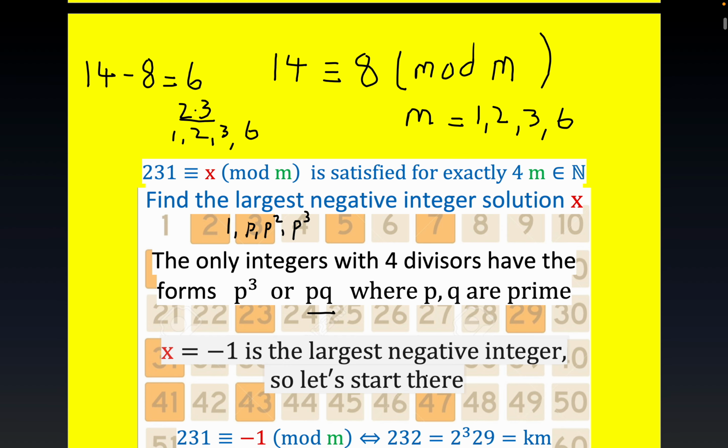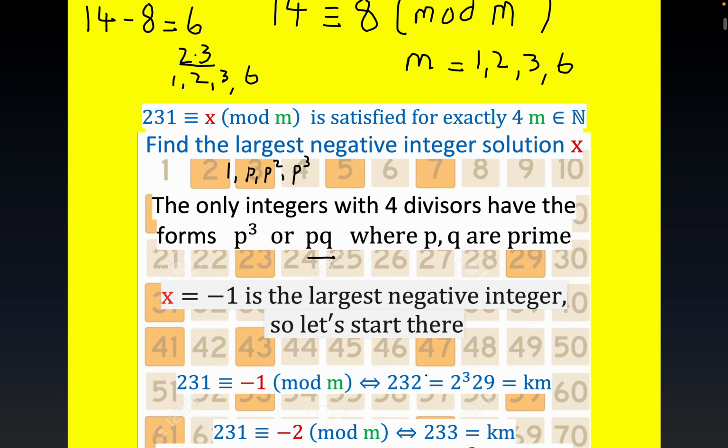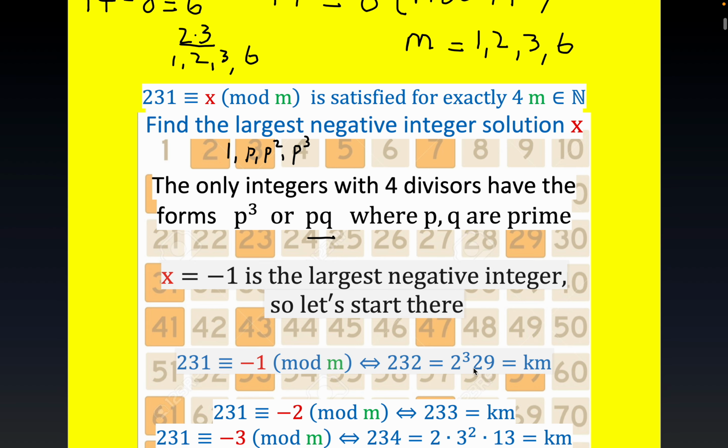So we'll start there. And you can see right off that you can't check this box because when you subtract 231 and -1, you get 232, which has this prime factorization, which is not one of these forms, okay? Not one of these forms. So that doesn't work.